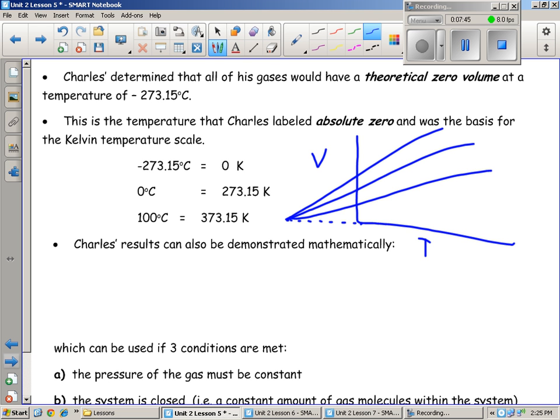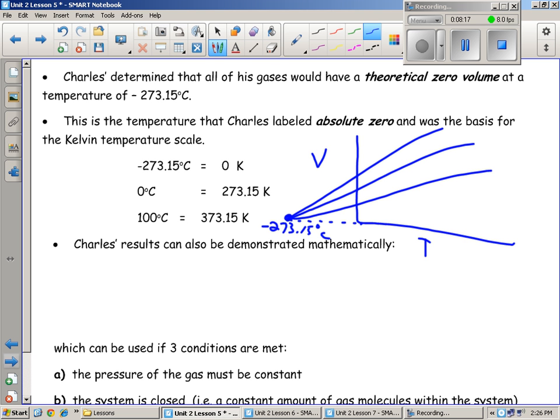So he said, if I want to do some studies on volume and temperature, he basically found the same thing. As he started to cool the gases down, they followed the same linear pattern. And they all seem to meet up at the same spot, okay? He said, basically, they all seem to be matching up right here at negative 273.15 degrees Celsius. And so he coined that absolute zero. He said that's absolute zero.